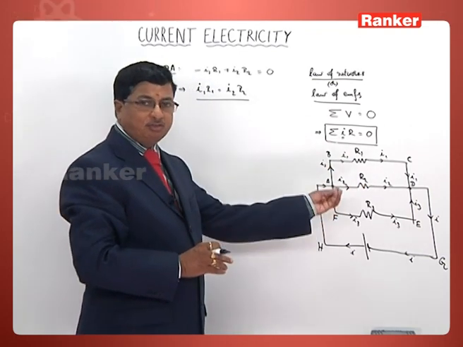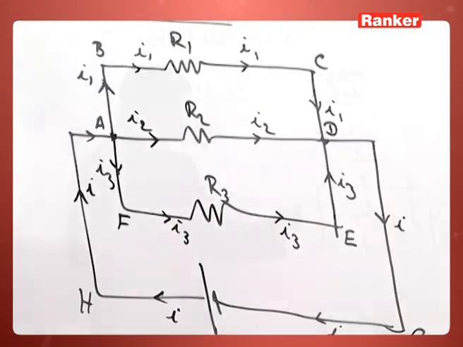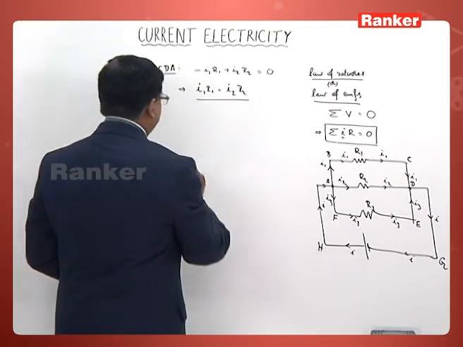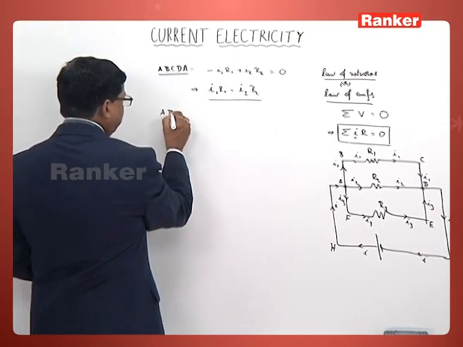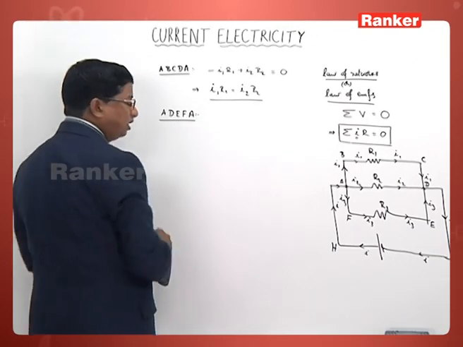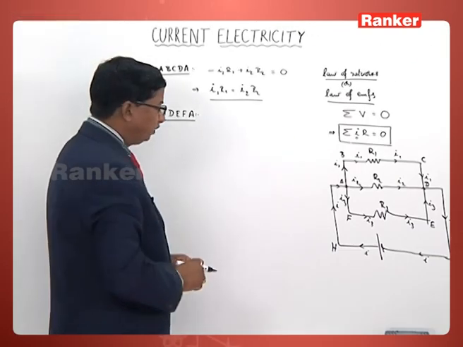Likewise, let us analyze one more network here. This is A, D, E, F, A. I take A, D, E, F, A. This is the one which I am considering as a small network again.